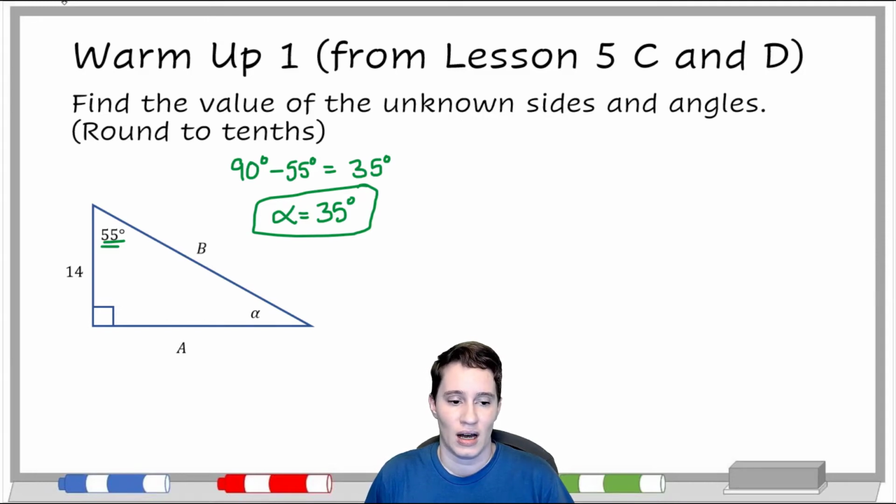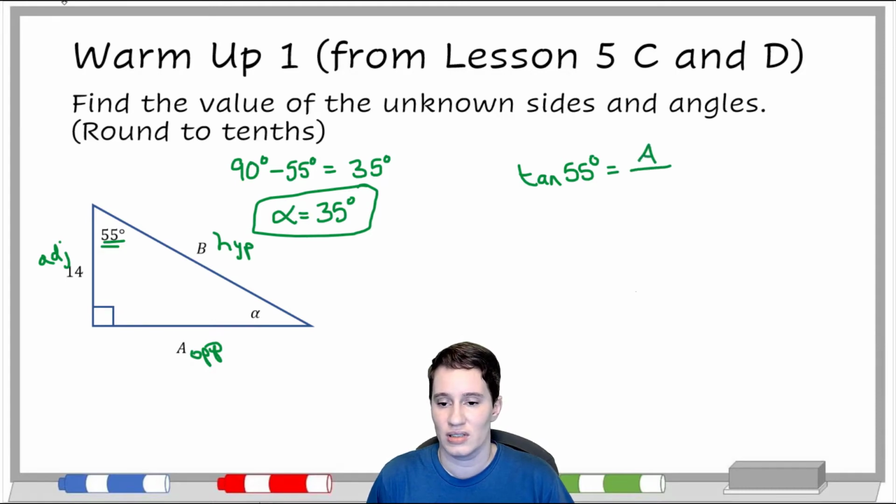And then the side that I know is the adjacent side. I'm going to try to find either the opposite side or the hypotenuse. It doesn't matter which one you pick, but because I like to multiply instead of divide, I would rather do opposite and adjacent, which is tangent, because that puts the adjacent side on the bottom. In case that's not clear what I mean, let's write it out. Tangent of 55 degrees equals opposite, which is A, over adjacent, which is 14.